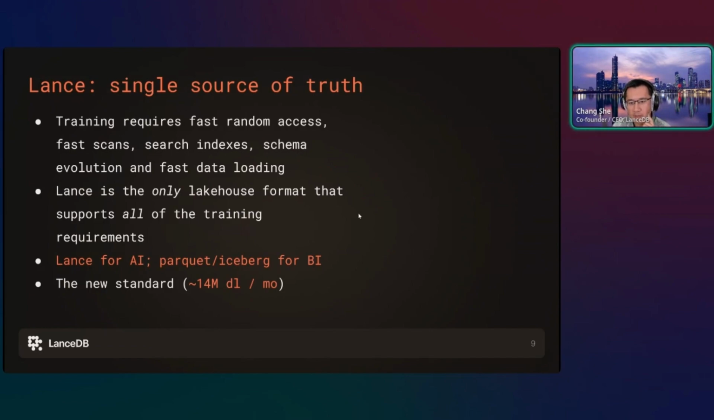I think Lance open source, our community is really growing. I think we're fast becoming a new standard for multimodal data. So we're at around $14 million per month.